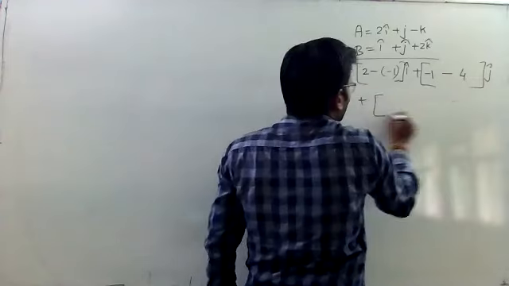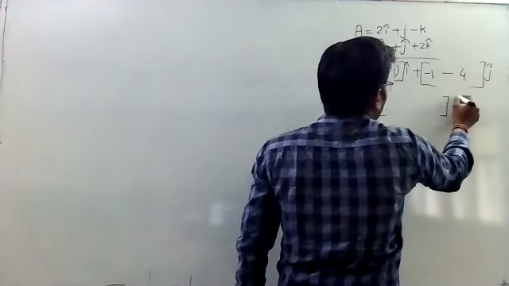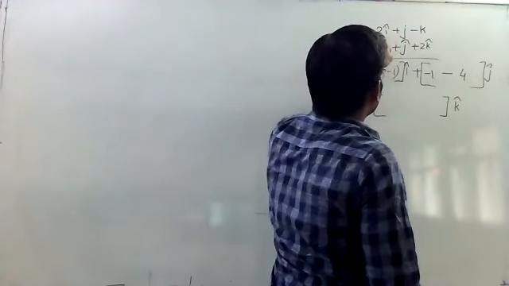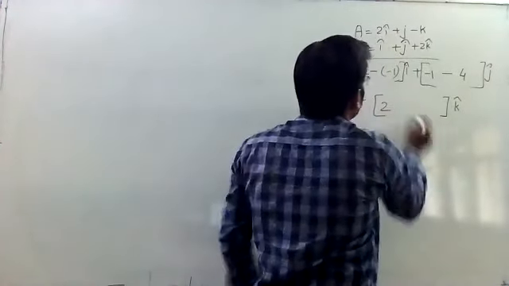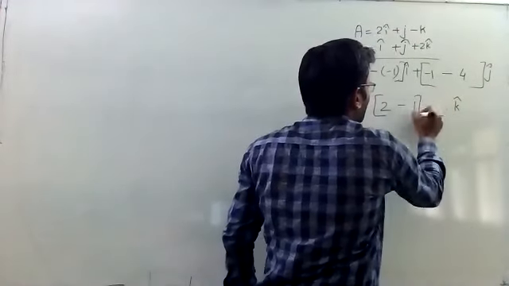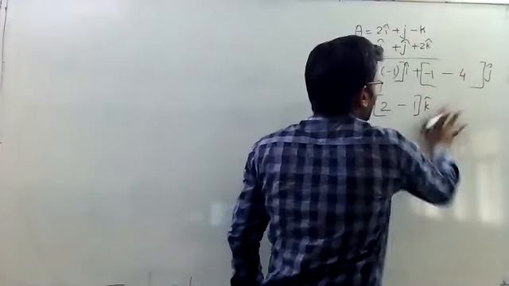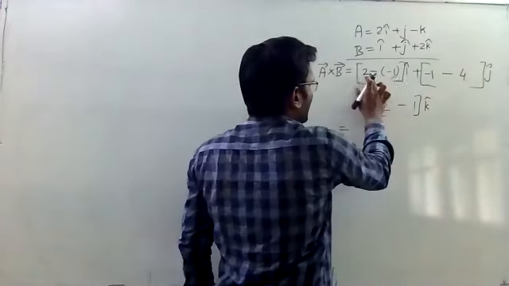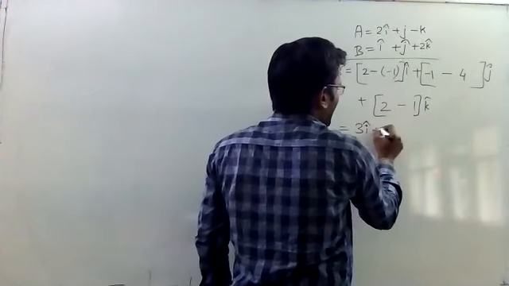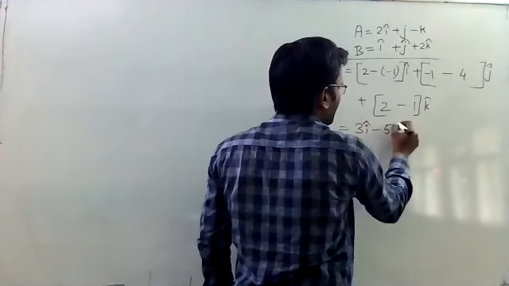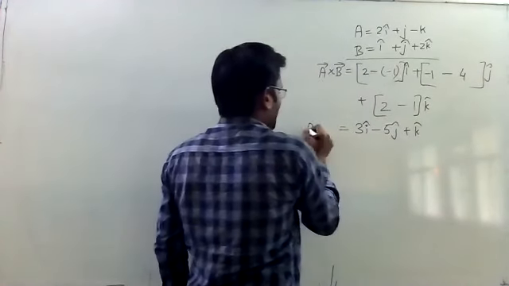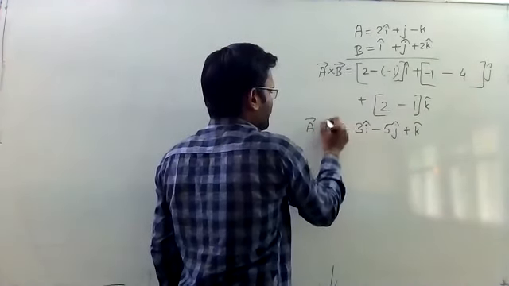Plus the coefficient of k cap. The coefficient of k cap will start from i cap, so 2 into 1, 2, minus 1 into 1. So that is the coefficient of k cap which we are getting. So what is the cross product I am getting? It is 3i cap minus 5j cap plus k cap, A cross B.